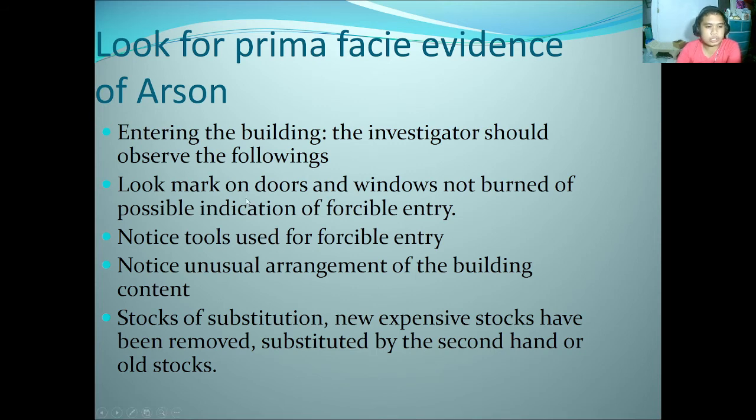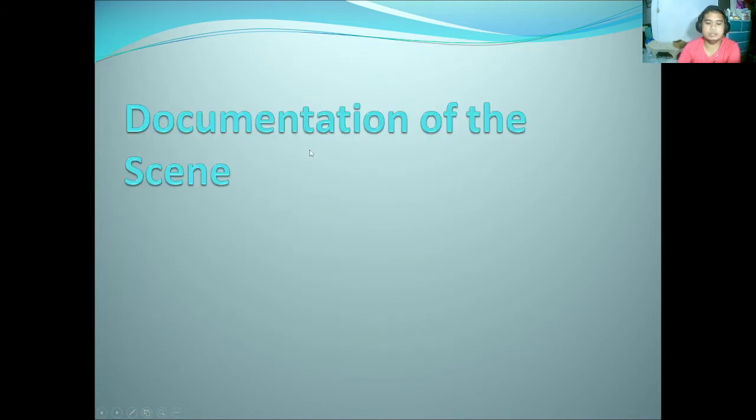Look for marks on the doors and windows not burned off, a possible indication of forcible entry. Notice tools used for forcible entry. Notice unusual arrangement of the building's contents. Stock substitution: new expensive stock may have been removed or substituted by second-hand or old stock. Ito po yung mga prima facie evidence na pwede natin gamitin as an arson investigator conducting an investigation process itself. Diba? Yan po yung mga pwede niyang gamitin.